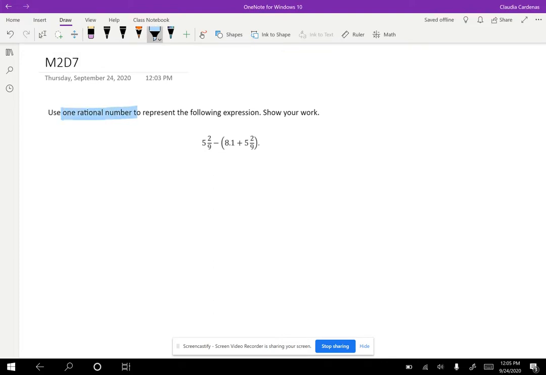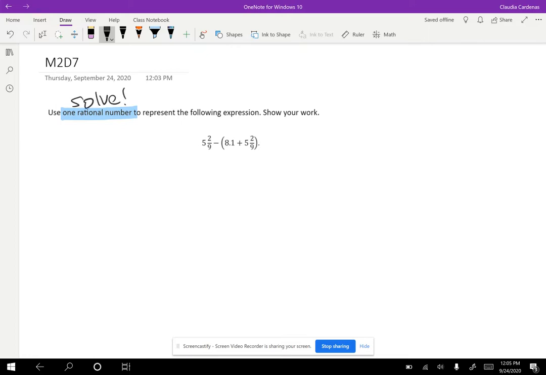Show your work. Okay, so what does it mean when it says use one rational number to represent the following expression? Well, it means that the problem wants us to simplify this expression to one answer. In other words, let's solve the problem, right? It's a fancy way to just say solve.